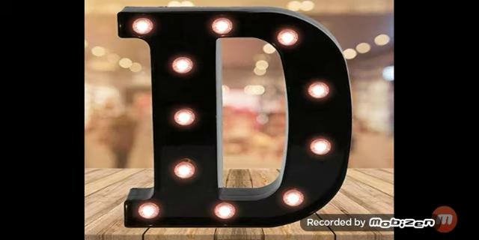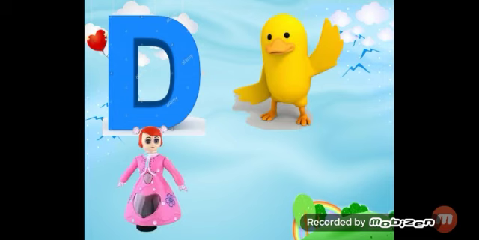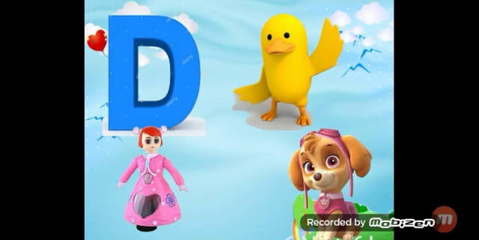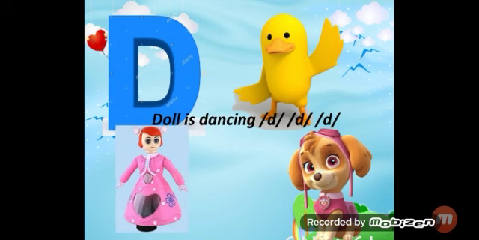The next letter is D. The sound of D is D. D, D. D as in duck. D as in doll. D as in dog. Doll is dancing. D, D, D.